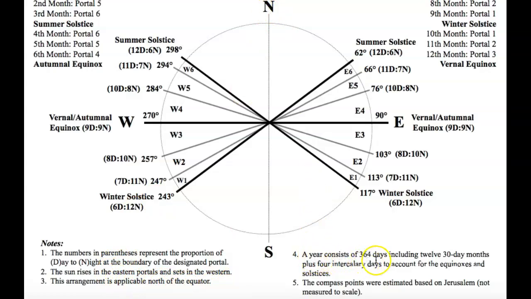A year consists of 364 days, as we've gone over, including 12 30-day months, as we've gone over, plus 4 intercalary days to account for what? The equinoxes and the solstices, or the 4 seasons: spring, summer, fall, and winter. And then the compass points were estimated based on Jerusalem, not measured to scale.